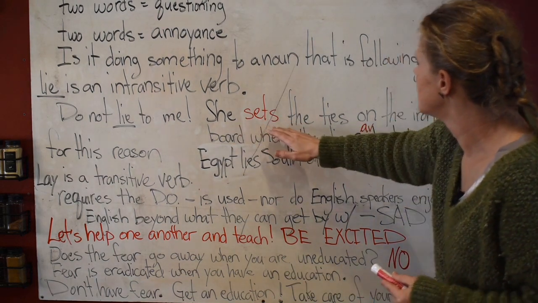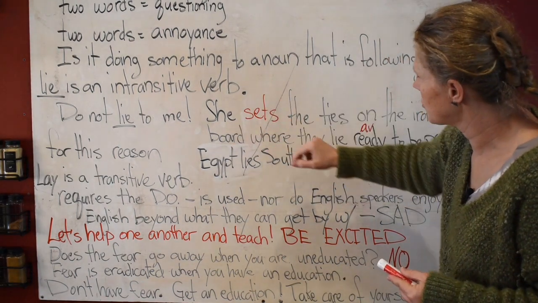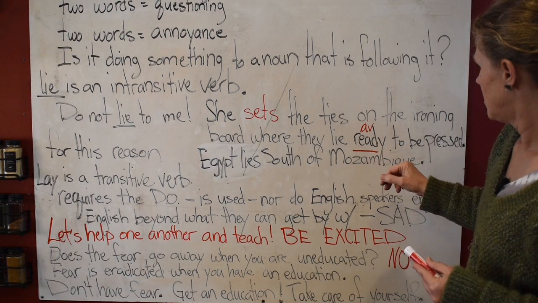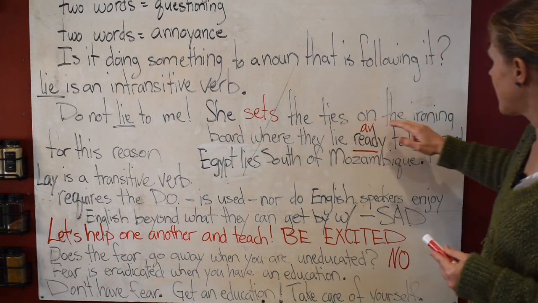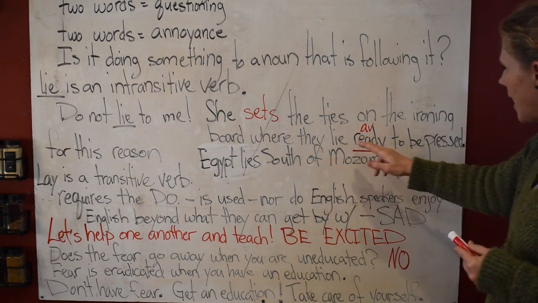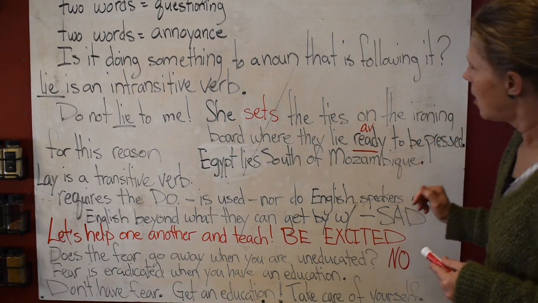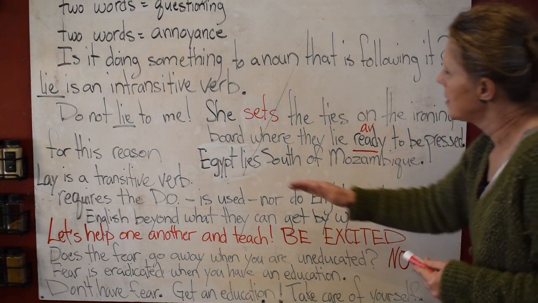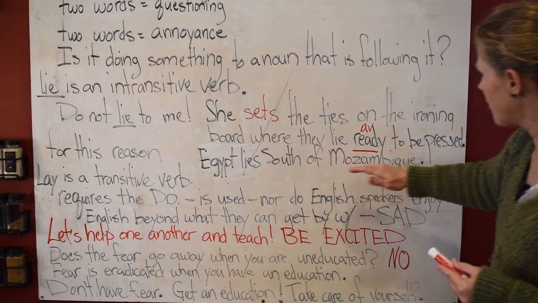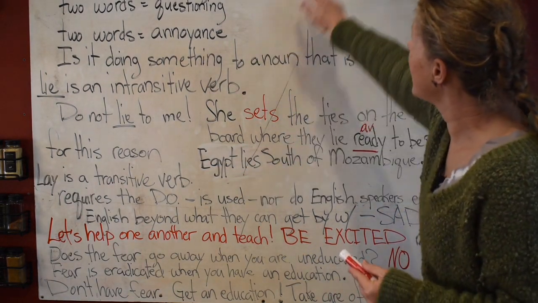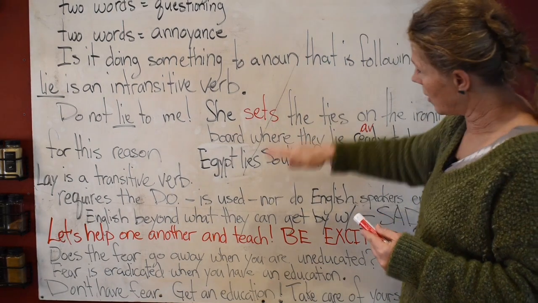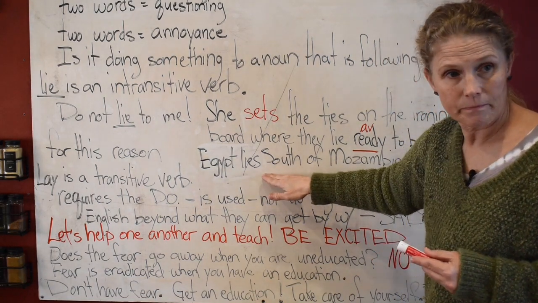And it's in simple present. So, she sets the ties on the ironing board where they lie ready to be pressed. Egypt lies south of Mozambique. Lies is a direction. So that's how you would use it that way.